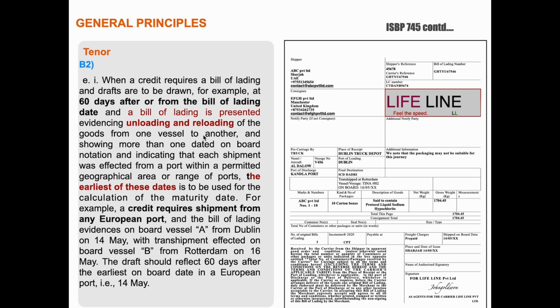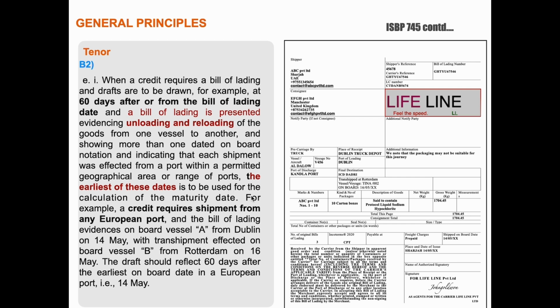Now the first scenario is transshipment, right? We have to read this para very carefully. So when a credit requires a bill of lading and drafts are to be drawn, for example, at 60 days after or from bill of lading date, both are one and the same, right? And a bill of lading is presented evidencing unloading and reloading of goods. Transshipment means what? Unloading and reloading of goods in transit, right? So evidencing unloading and reloading of the goods from one vessel to another and showing more than one dated onboard notation, and indicating that each shipment was effected from a port within a permitted geographical area or range of ports, the earliest of these dates is to be used for the calculation of the maturity date.